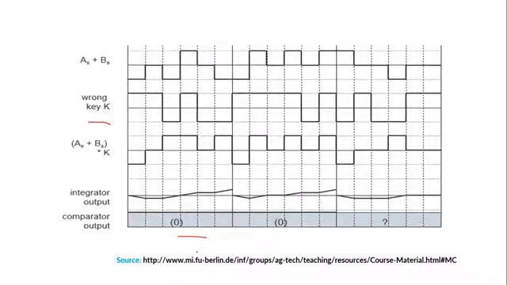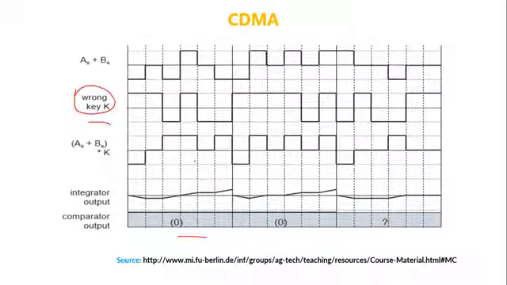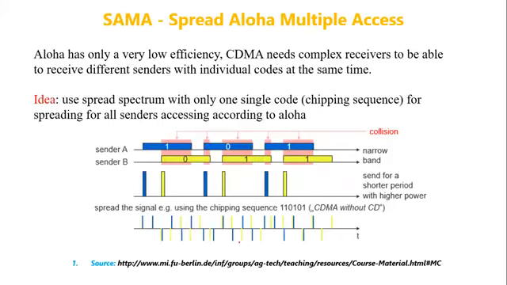But when you use a wrong key, if you are not using the correct key, then when you perform AS plus BS into K, the correct data is not recovered. Instead of recovering the correct information, you are recovering the wrong information, right? So this is how the CDMA technique works.